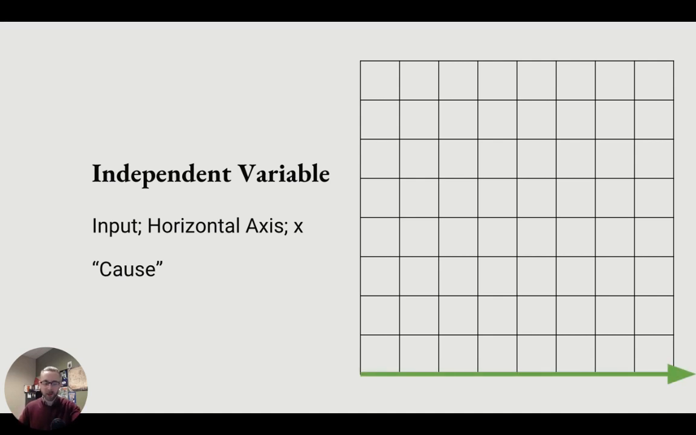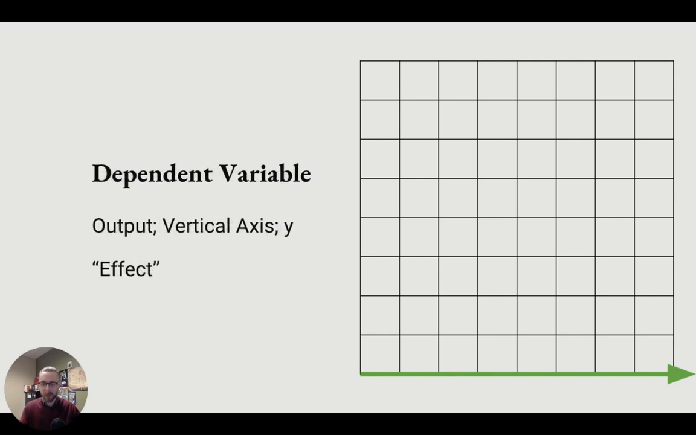In this case, it's going to go across the bottom of our graph. Now, the second variable, and I already mentioned this, is the dependent variable, and that's going to be the vertical axis. If the independent variable is the input, then the dependent variable is the output. If the independent variable is the horizontal axis, then the dependent variable is the vertical axis. If the independent variable is the x, the dependent variable is the y. If the independent variable is the cause, the dependent variable is the effect. So cause and effect, x and y.